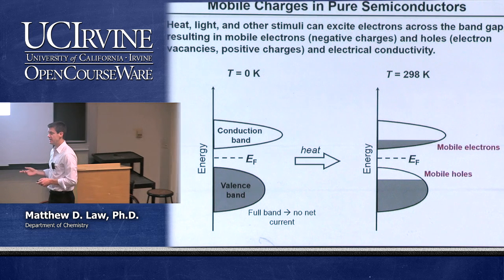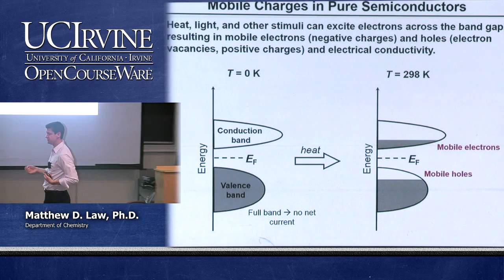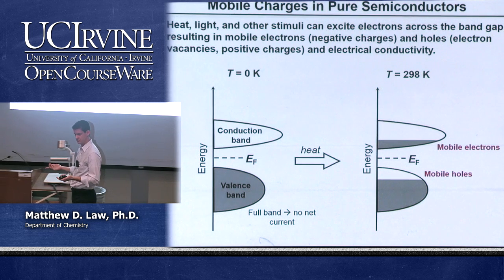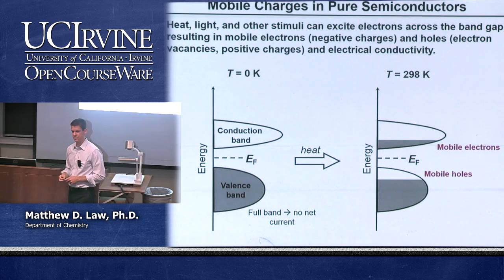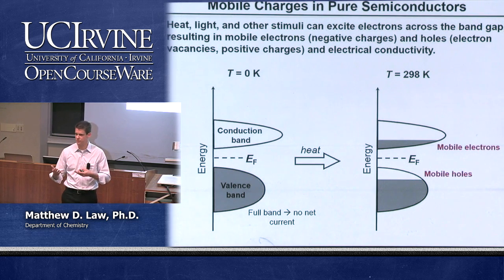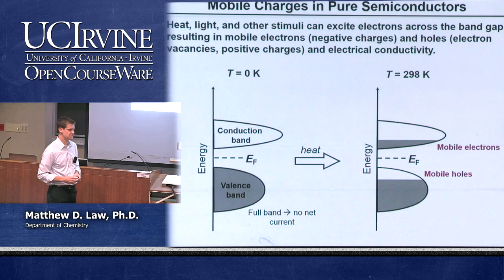Okay? If we apply a field, the electrons move against the field, and the holes move with the field. The current from those two sum up. So if we had equal numbers of electrons and holes and they moved equally well in the field, we'd have twice the current if we consider both the electrons and the holes than if we just consider the electrons.